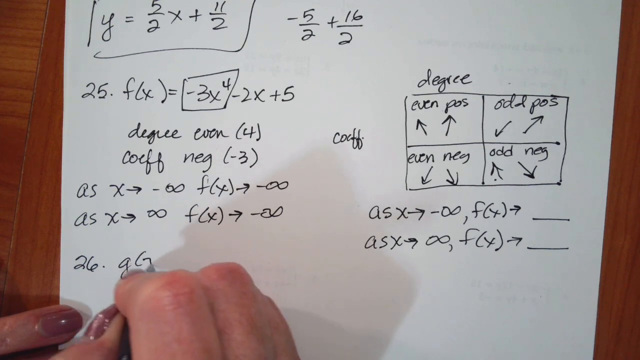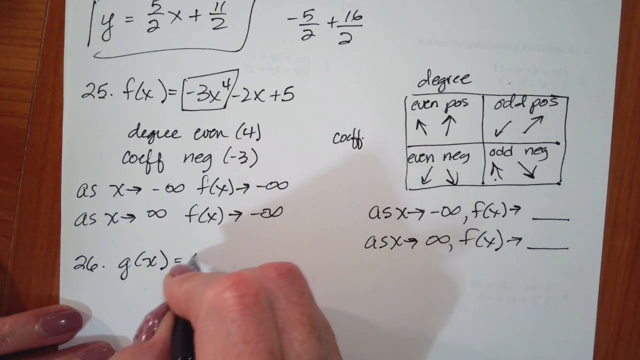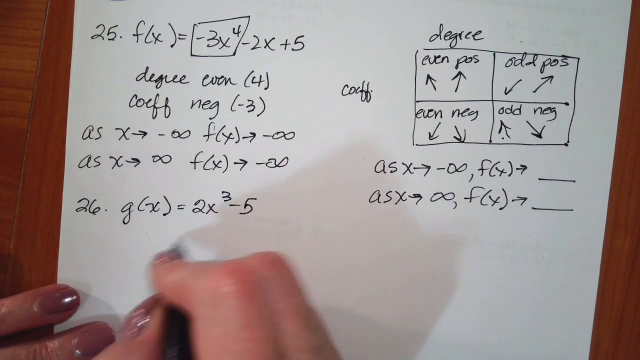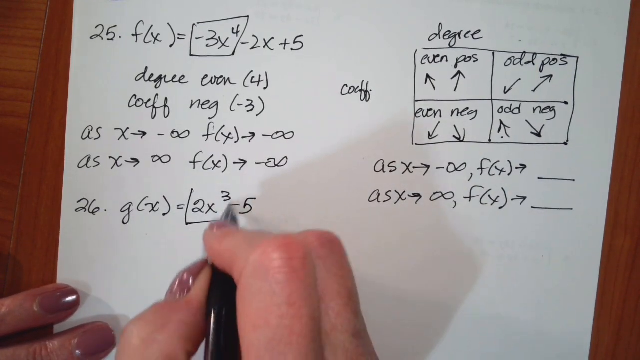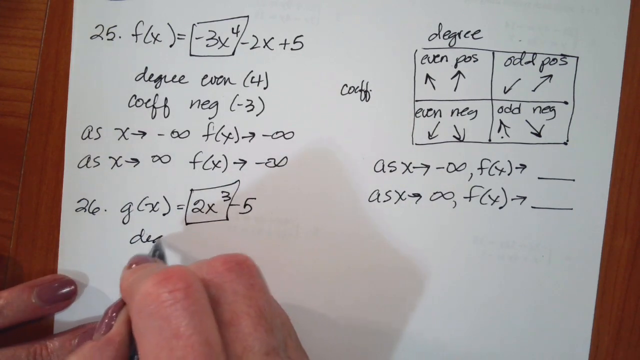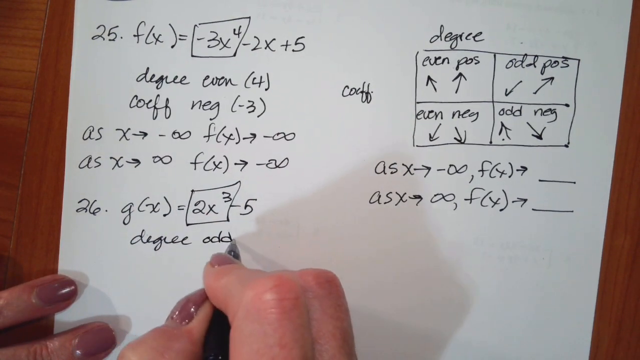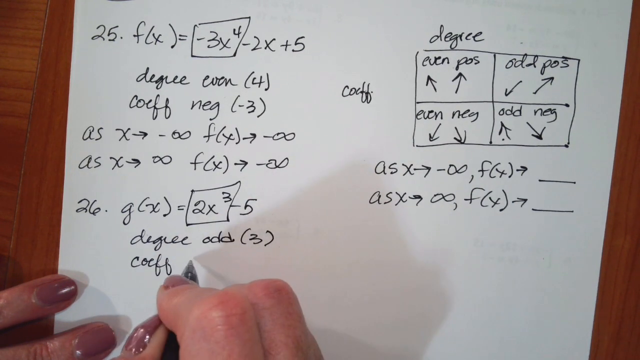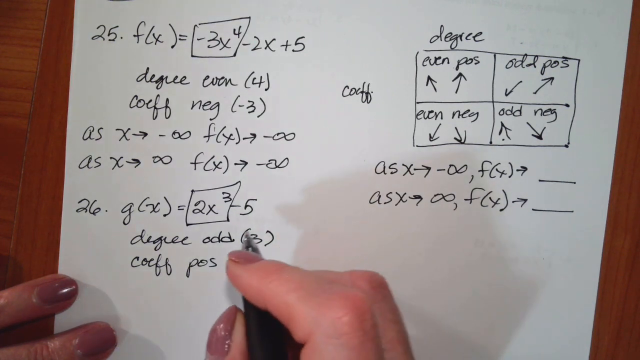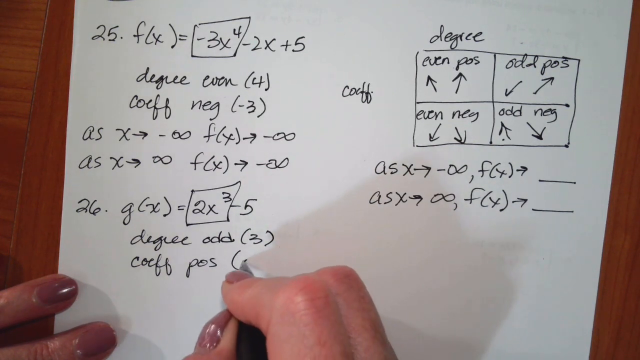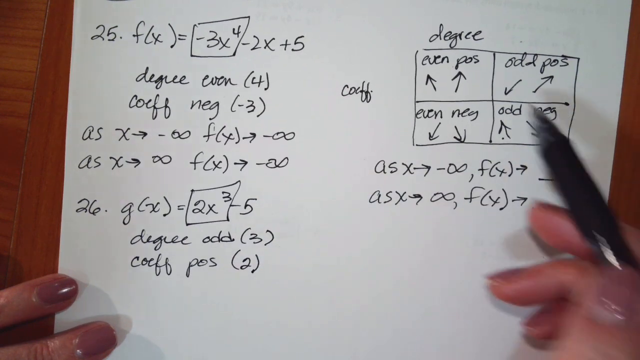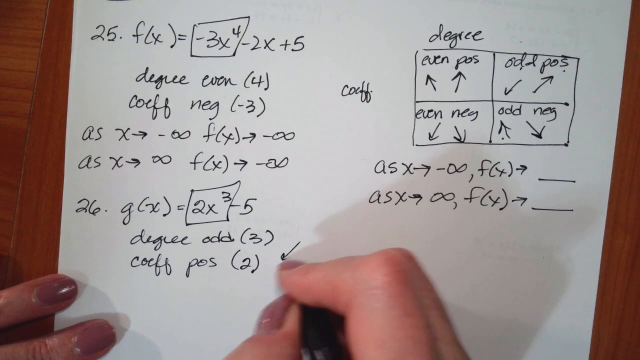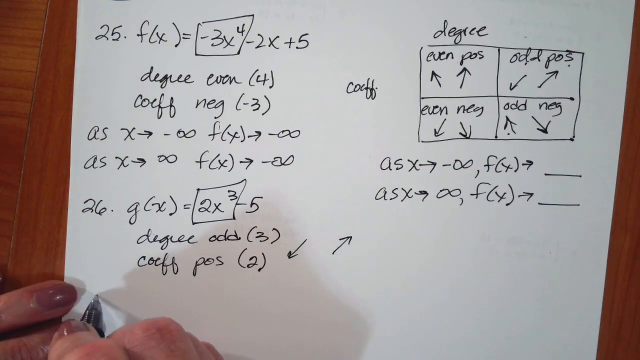For 26, we have g of x is equal to 2x to the third minus 5. Okay, so I'm looking only at the lead term. The degree is odd, and the coefficient is positive. I don't care if it's a 2 or what kind of number it is. So that is odd positive. So that means it's going to go down on the left and up on the right.